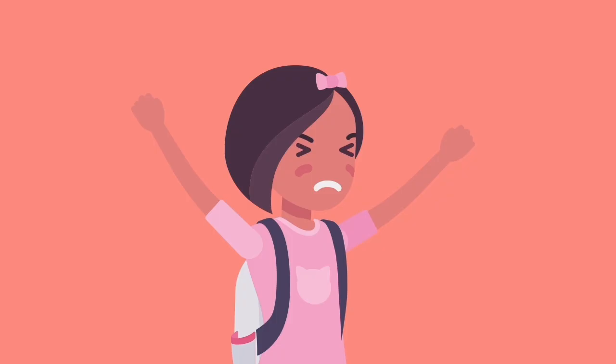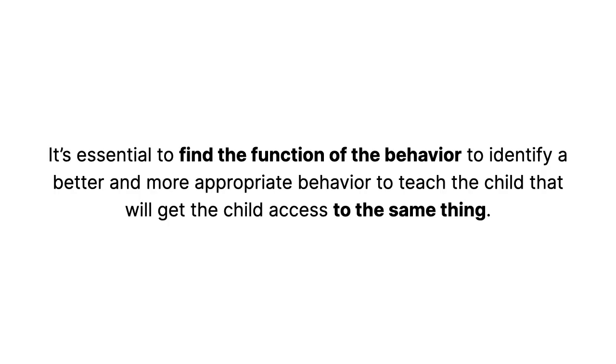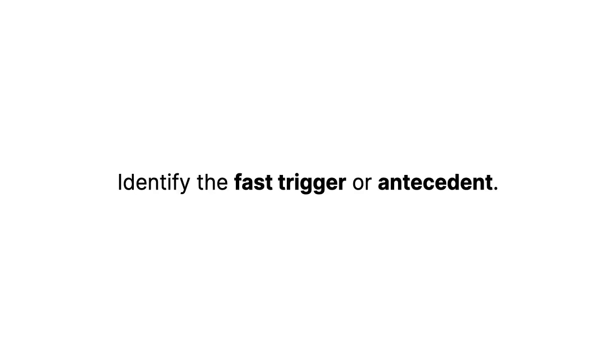They may be what is referred to as problematic, maladaptive, or challenging. This means that the behavior might not be socially acceptable, like screaming in public, helpful to the person, such as tantrum behavior, or safe for other people, like hitting or kicking others. When a behavior is problematic, as described in those examples, it's essential to find the function of behavior so that we can then identify a better and more appropriate behavior to teach the child that will get the child access to the same thing.